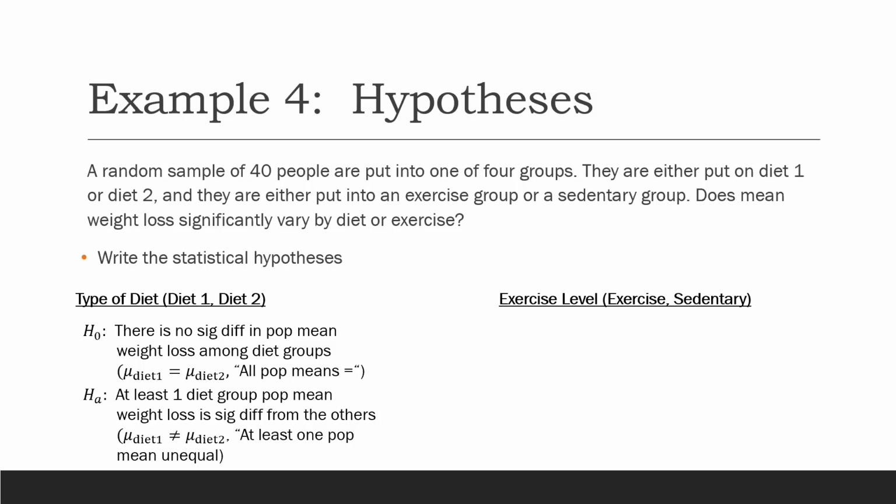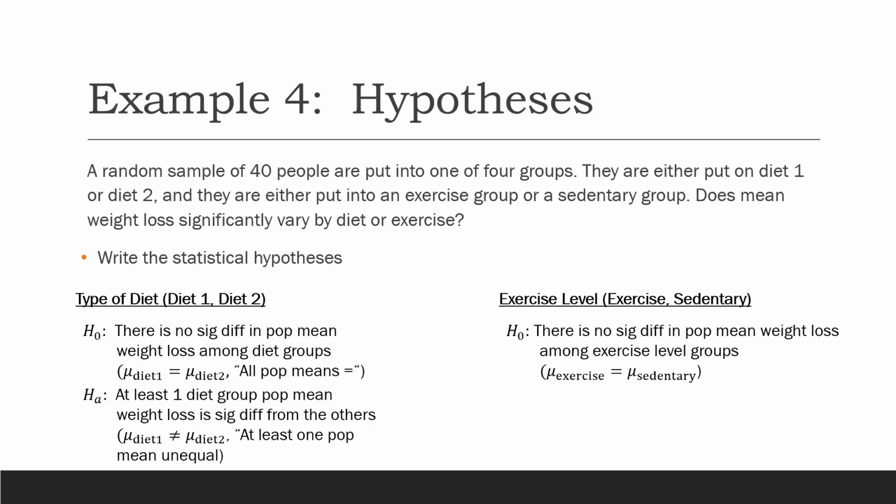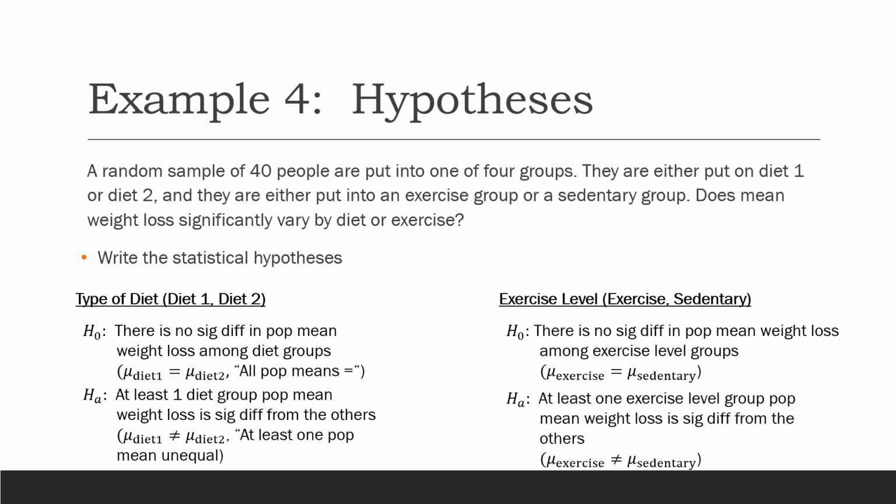All right, and we have a similar situation going for the exercise level, right? We had two values or two groupings. They'll be assigned partially to an exercise or sedentary, along with the other combination of the diet variables, right? But this null hypothesis focuses only on the exercise level variable. It says there is no significant difference in population mean weight loss among the exercise level groups, and at least one exercise level group population mean weight loss is significantly different from the others.